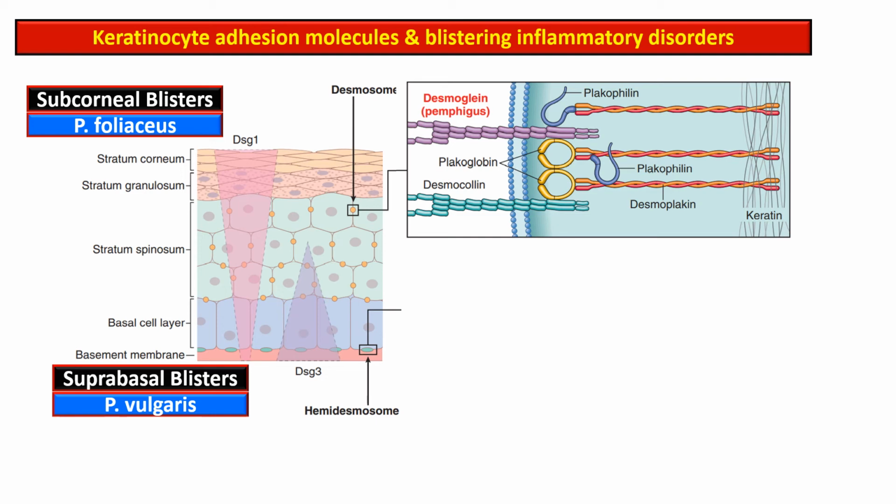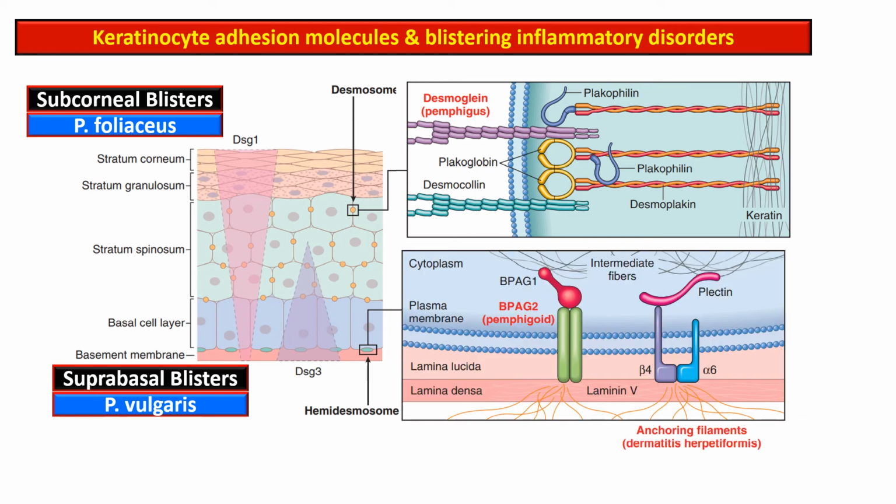This picture is showing the composition of these desmosomes. This desmoglein that is the site of the problem in pemphigus is attached to the intracellular structural protein through plakophilin and desmoplakin, and it is attached with this tonofilament and giving the support to these cells. There is another protein also that is responsible for the support, that is desmocollin.